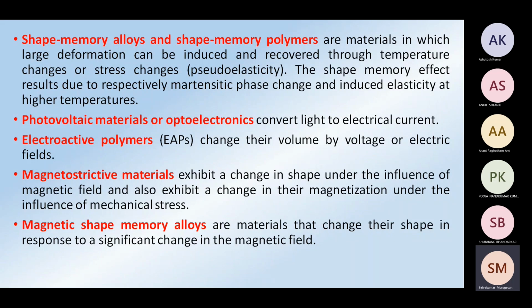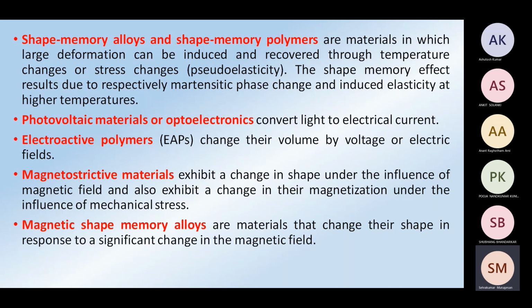We also have shape memory alloys and shape memory polymers, which are materials in which a very large deformation can be induced and recovered through changes in temperature, changes in stress, or pseudo elasticity. This shape memory effect results from phase changes, from the monoclinic phase into other phases. Likewise, we have electroactive polymers and photovoltaic materials, etc.